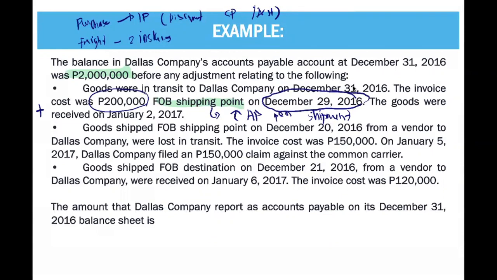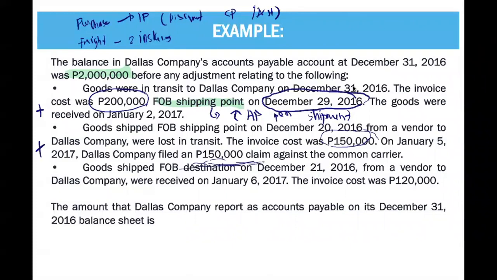Goods shipped FOB shipping point from a vendor to Dallas Company were lost in transit. The invoice cost was 150,000. I told you already, you know this one from your accounts receivable. Whether or not it is lost in transit, you should include it. So this one, you have a claim. At the same time, you have additional liability, which is 150,000.